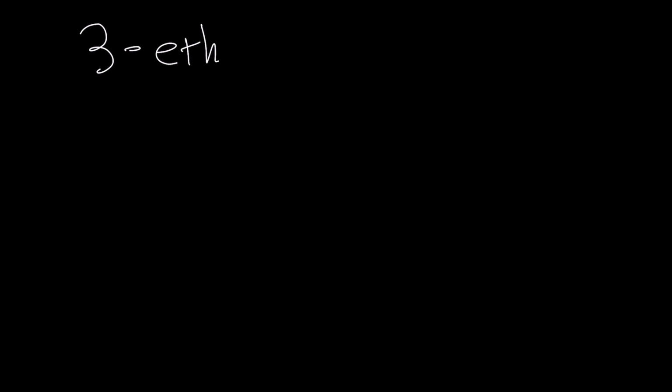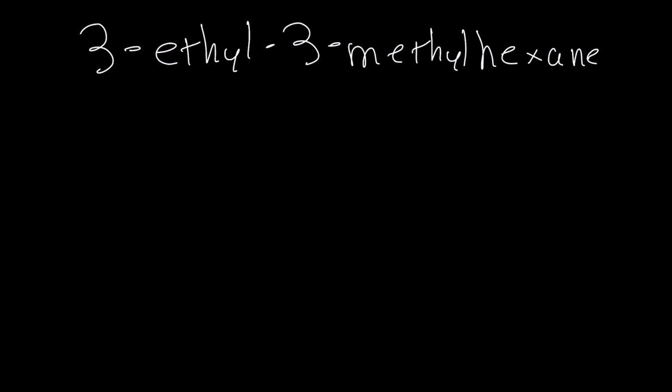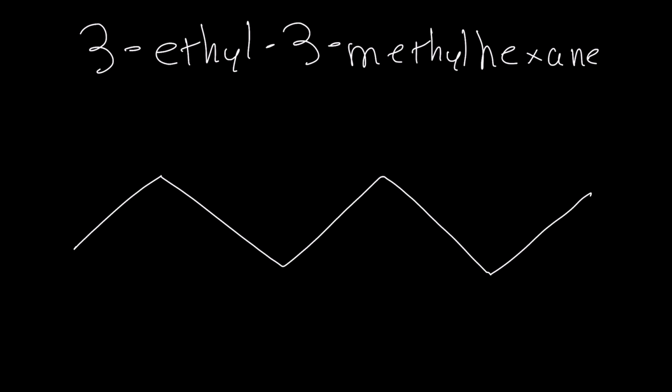Let's talk about 3-ethyl-3-methylhexane. Similar to our last structure, we're going to have hexane again, but the ethyl and methyl are both going to be on carbon 3. So if we count left to right this time, carbon 3 is going to be this one. And then we're going to have a methyl coming out of it and an ethyl. So that's what the structure would look like. You could also theoretically draw it like this.